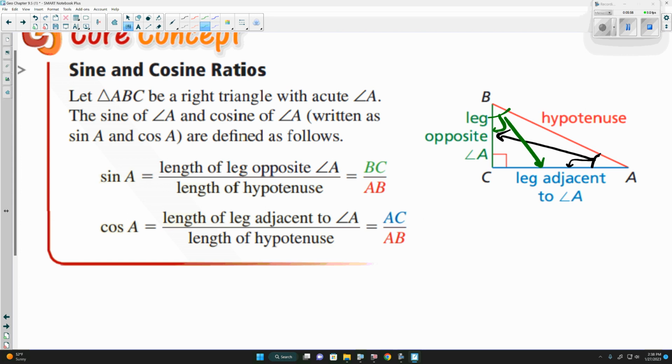Because it's all in terms of the angle. When we say opposite side, we're saying the side opposite that angle, the side farthest away from it. And when we say adjacent, we're saying the side that is next to it. And the hypotenuse will always be the side opposite the 90 degrees.